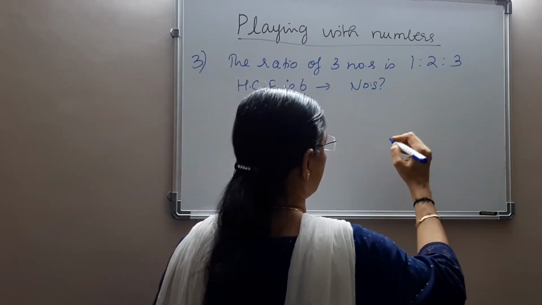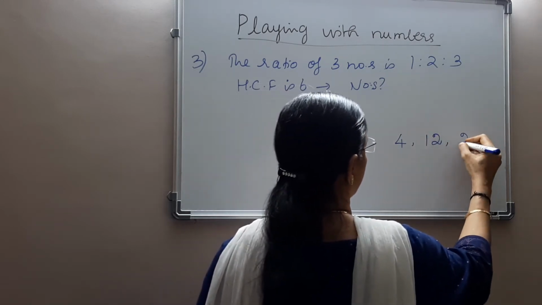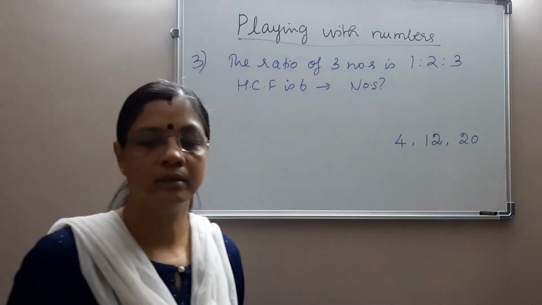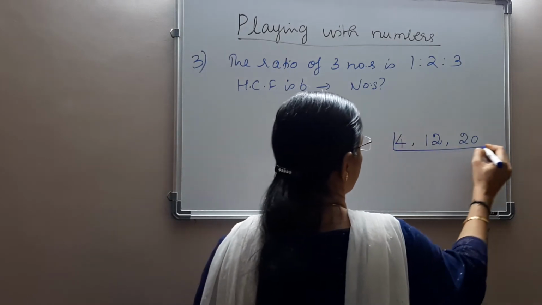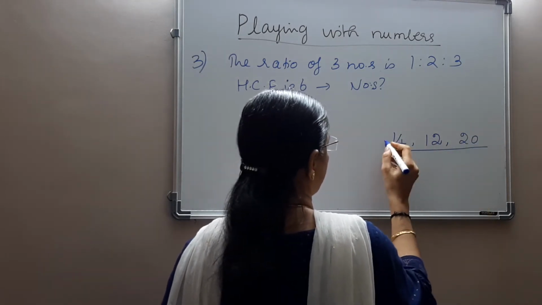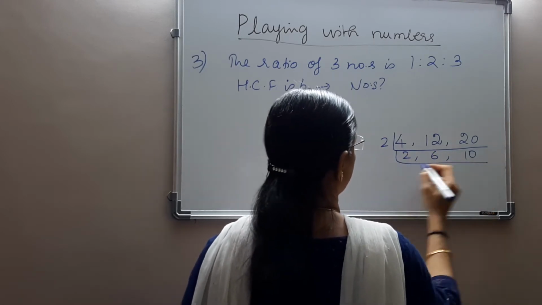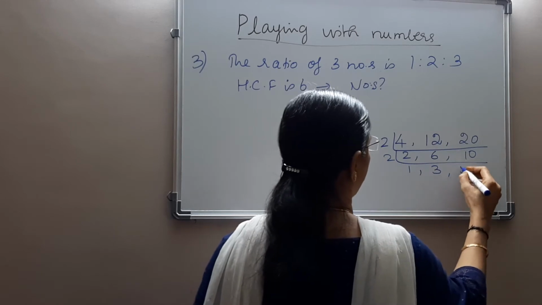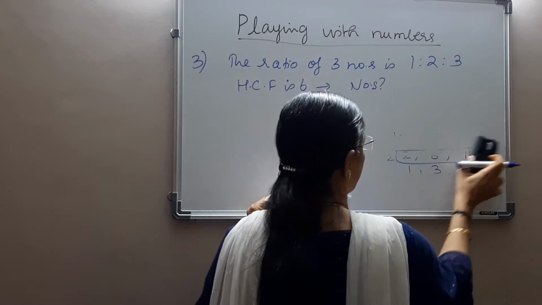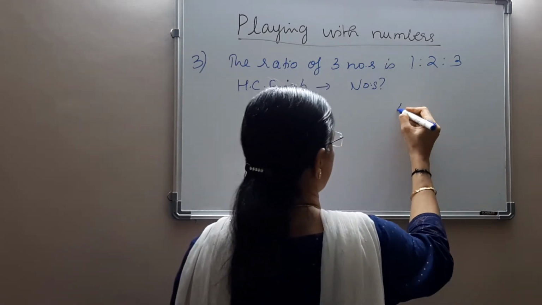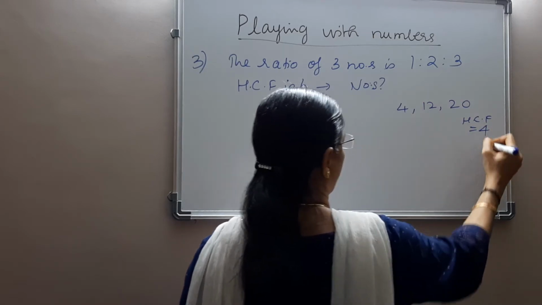Let us take 4, 12 and 20. I take these three numbers and find the HCF for all three. So I write 2, 6, 10, again 2, 1, 3 and 5. I stop with this. I have 2 into 2, 4. So for the three numbers 4, 12 and 20, 4 is the HCF, isn't it? So for 4, 12, 20, I have the HCF as 4.